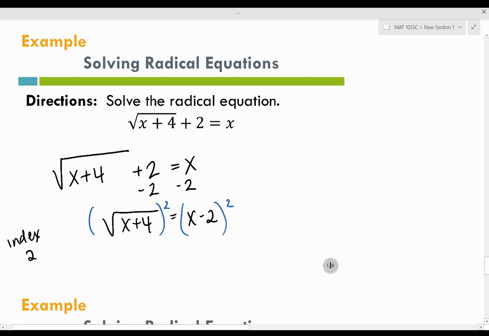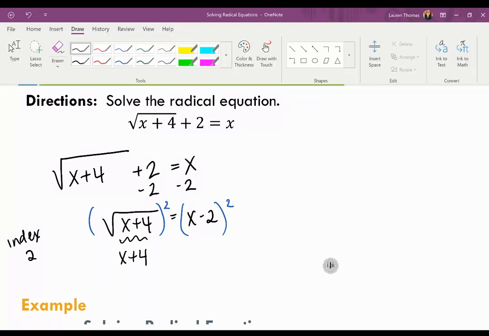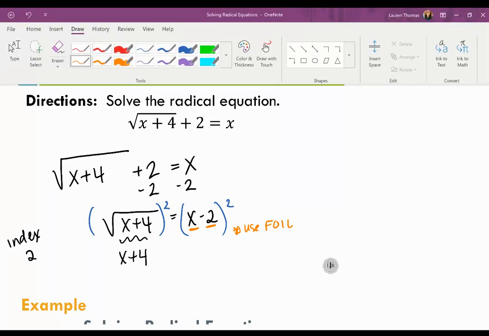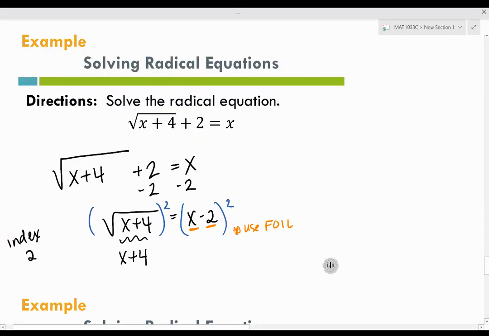On the left-hand side, I'm going to be left with what was underneath the radical, which is x plus 4. Now the right-hand side, be careful. That is a binomial. There are 2 terms here. So when we raise it to the second power, we're going to have to use FOIL. FOIL stands for first, outside, inside, last. So we're going to FOIL that.